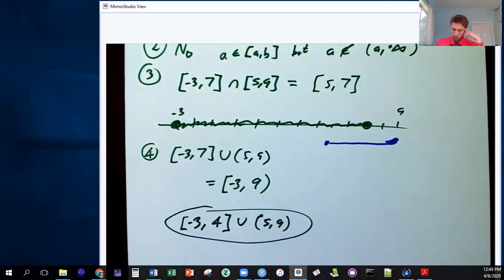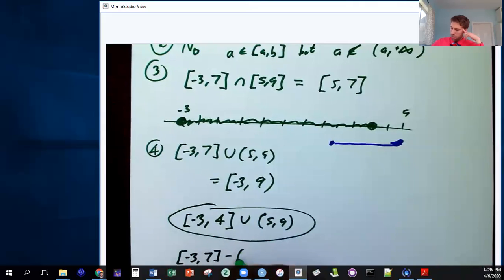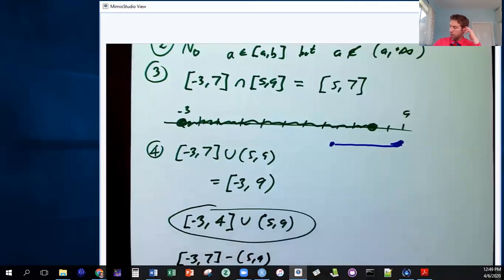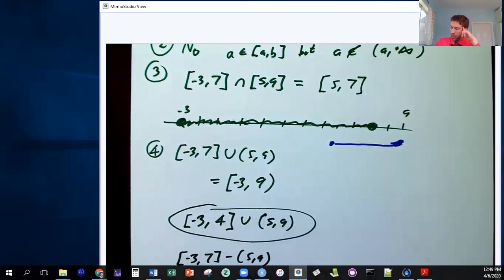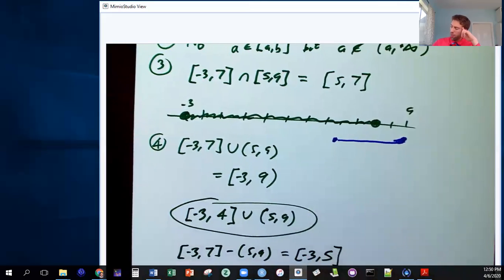Part C, or part B. No, we're on part C. Set difference of (-3, 7) minus (5, 9). Okay, so what is in this set that's not in this set? Well, everything up to 5. So that's equal to (-3, 5], and it's including 5. So that.